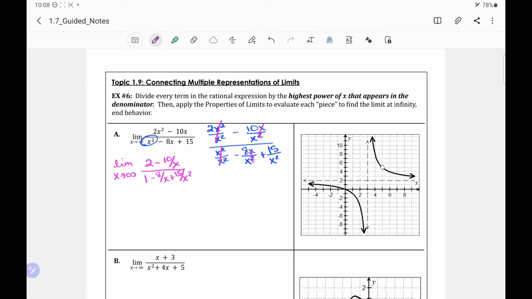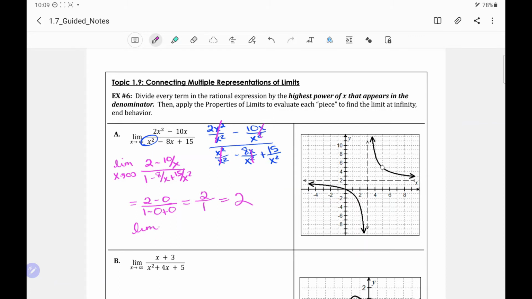So this is what we're left with, and we can think of the limit of each part, okay? What's the limit of 2 as x goes to infinity? It's just 2. What's the limit of 10 over x as x goes to infinity? The bigger that x gets, the smaller that value is going to get. It's going to get closer and closer to 0 because we're dividing a constant by x. The limit as x goes to infinity of 1 is just 1. 8 over x is the same thing as 10 over x. We're just going to get closer and closer to 0. And 15 over x squared is going to get to 0 even faster. So what's left here? 2 minus 0 is just 2. 1 minus 0 plus 0 is just 1. So our limit is 2.